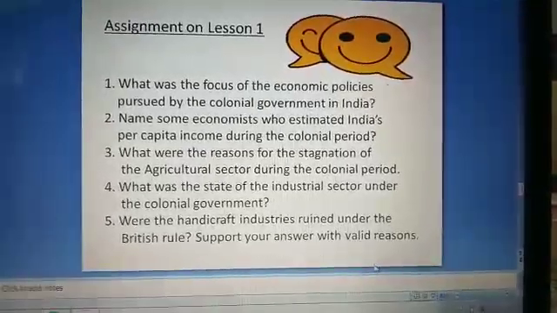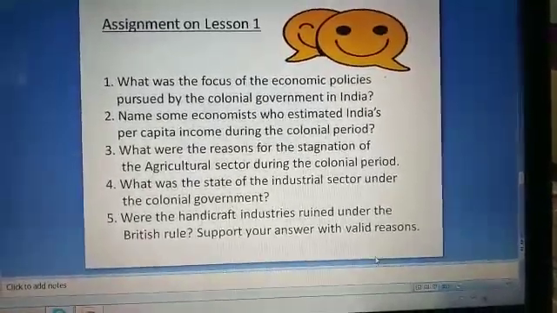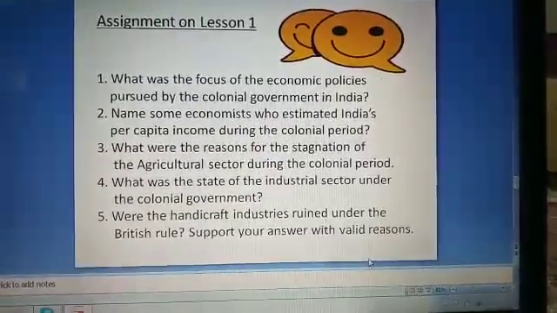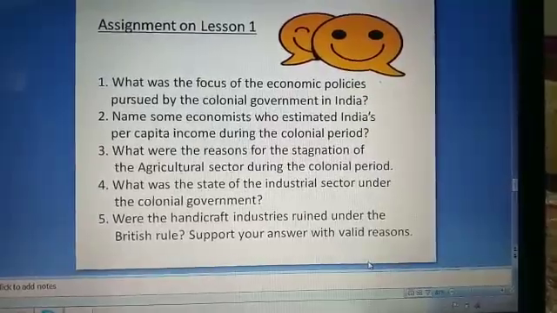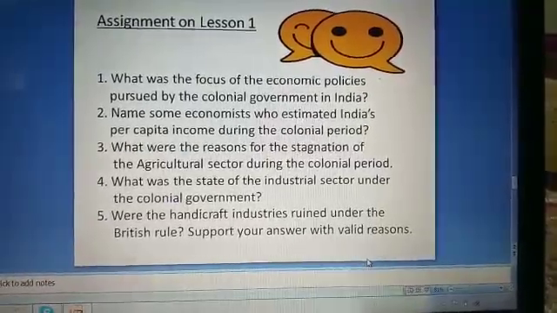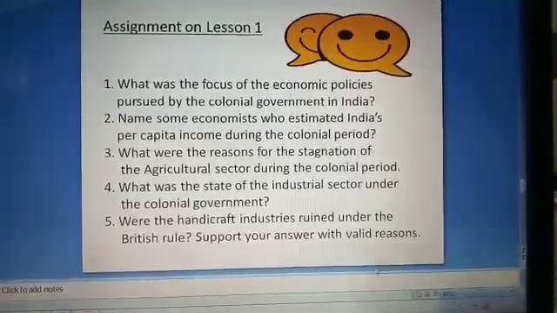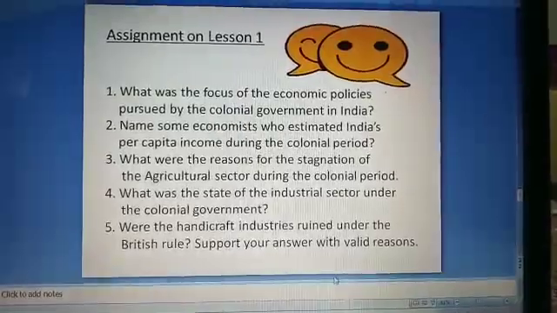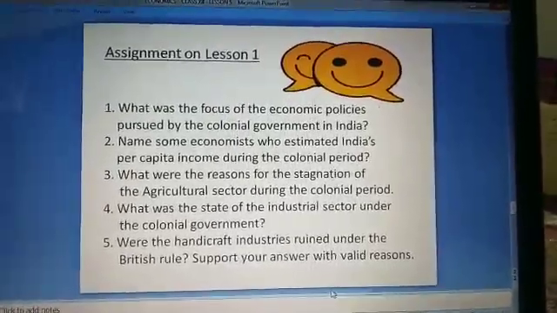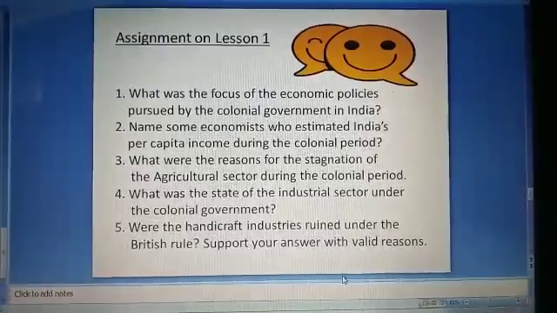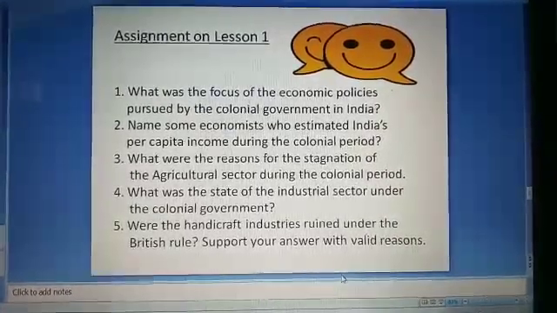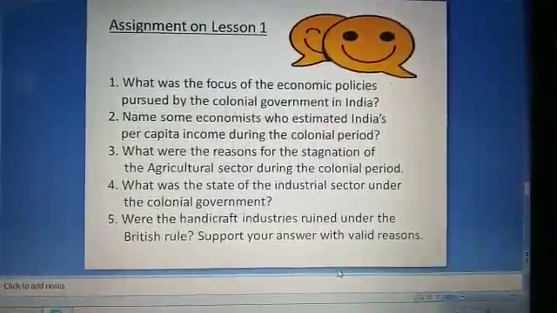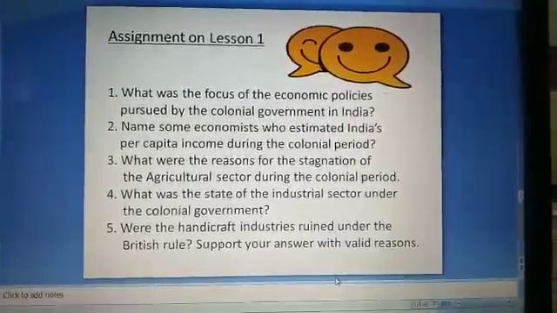Now, what were the reasons for the stagnation of the agricultural sector during the colonial period? Here, once again, you have 4 points. That is low agricultural productivity, land system, revenue system, and all those points. Okay, now the fourth question. What was the state of the industrial sector under the colonial government? Again, 4 points, which are decline of handicraft industries, lack of capital good industries, and all those 4 points that were taught. Please write all the answers in details.